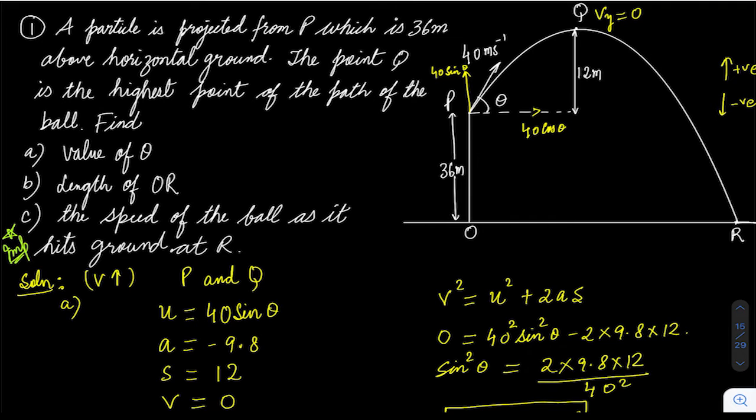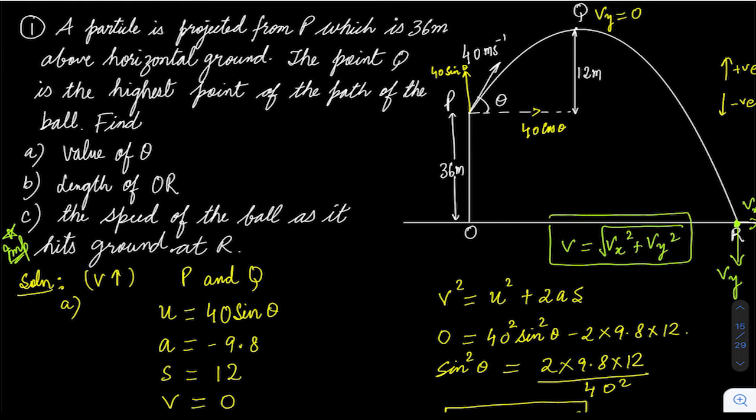So what happens is, they are asking for the speed of the ball as it hits the ground at R. So they are not asking for its y direction velocity. They are asking for the speed. So it means our answer here should be the square root of Vx square plus Vy square. Now this is the step which generally students forget.